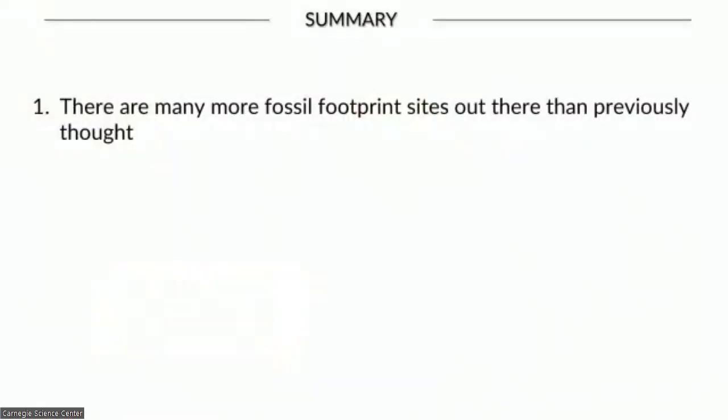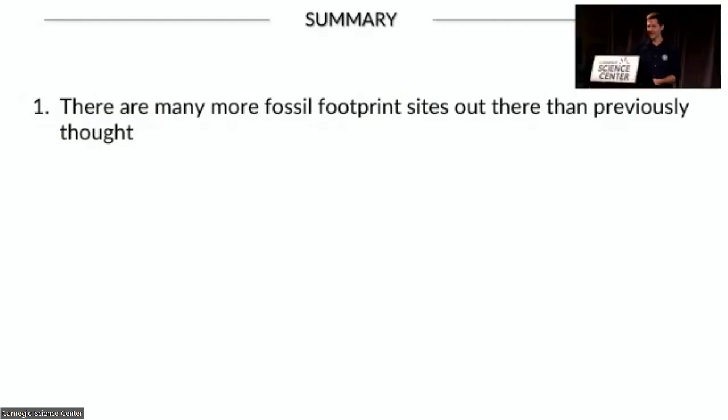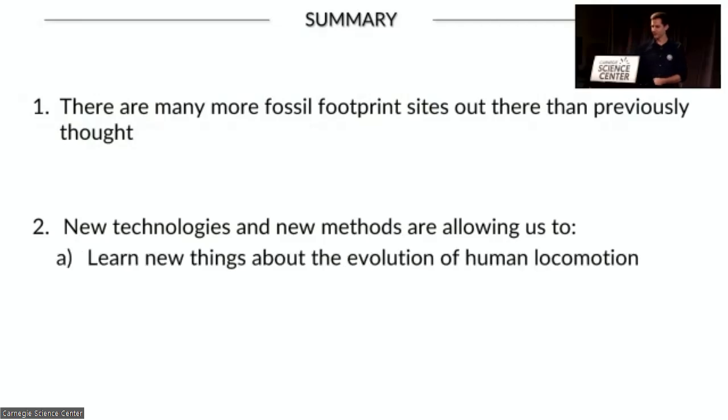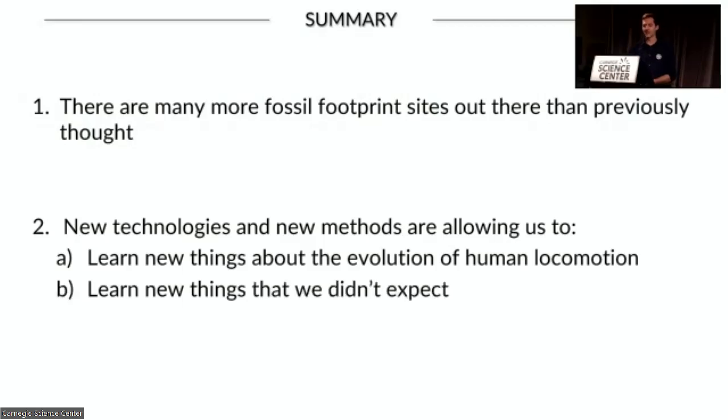So to wrap up and summarize quickly what we've found, first, there are a whole lot more fossil footprints out there than previously thought, which is exciting because that means we have a whole lot more data to work with all of a sudden. Then with these new technologies and new methods, we've been able to learn new things about the evolution of human locomotion. Our analyses are telling us new things about the ways in which extinct hominins moved. But then we're also learning new things we didn't expect.